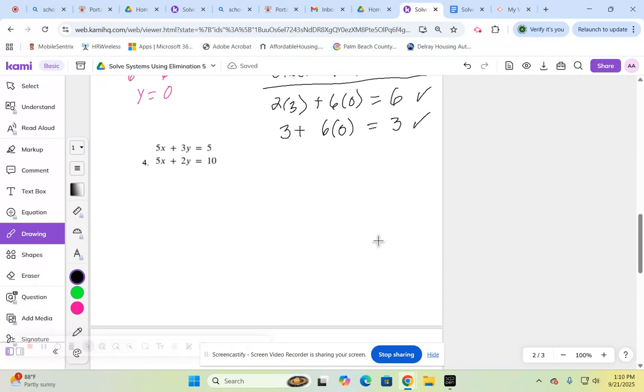Let's look at number 4. So I need to create a zero pair. Well, I can easily do that by multiplying the top one by -1. Because if I have negative 5x on top and 5x on the bottom, there's my zero pair. So let's do that. So I'm going to have -1 times 5x is -5x. -1 times 3y is -3y. And -1 times 5 is -5. Okay, copy the bottom one.